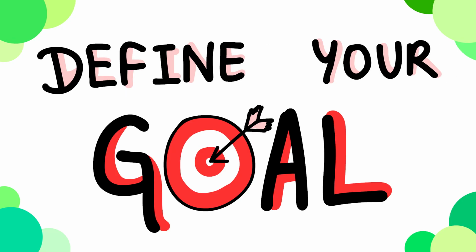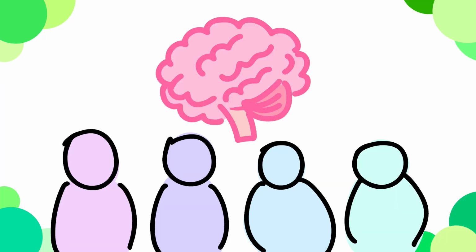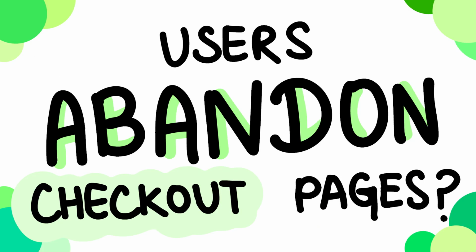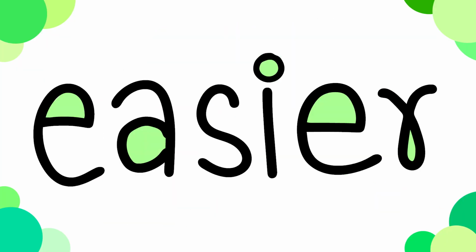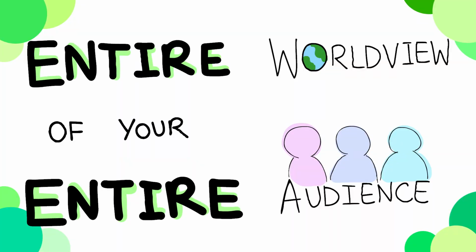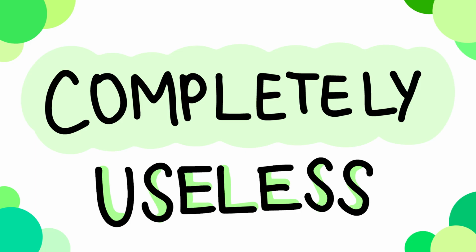Step 1, define your goal. Know exactly what you're trying to learn. So for example, instead of saying, I want to know what users think, try, I want to know why users abandon checkout pages. Because if you're trying to figure out a specific problem, that's easier to do as opposed to the entire worldview of your entire audience, which is a mega huge data superset, which is completely useless to us on account of how large and weird and ambiguous it is.